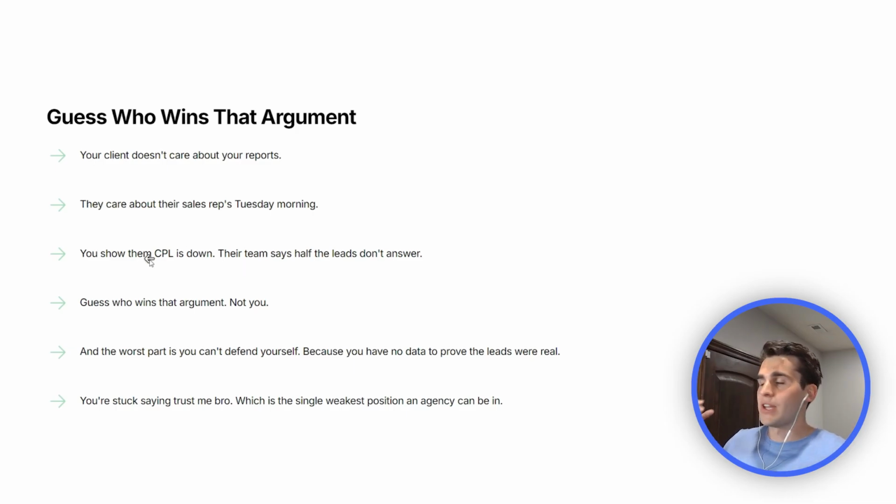So you show them the cost per lead's down, and they're like, awesome, but my net profit isn't up. And that's the only thing these people care about. Even if you have a stellar ROAS, honestly, at the end of the day, it's kind of a vanity metric. They just care about net profit. They don't care about the return on ad spend for the leads that don't even answer the damn phone. They care about how much money they're paying you and how much money you're getting them. That's it.